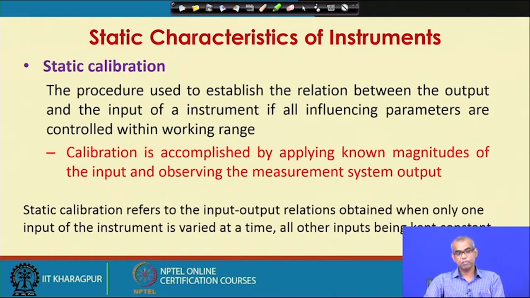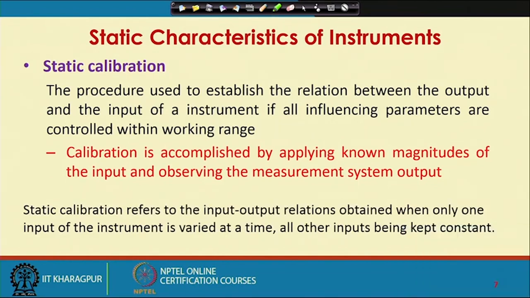Static calibration refers to the input-output relations obtained when only one input of the instrument is varied at a time, all other inputs being kept constant. So, let us define formally as follows. Static calibration refers to the input-output relations obtained when only one input of the instrument is varied at a time and all other inputs are being kept constant.